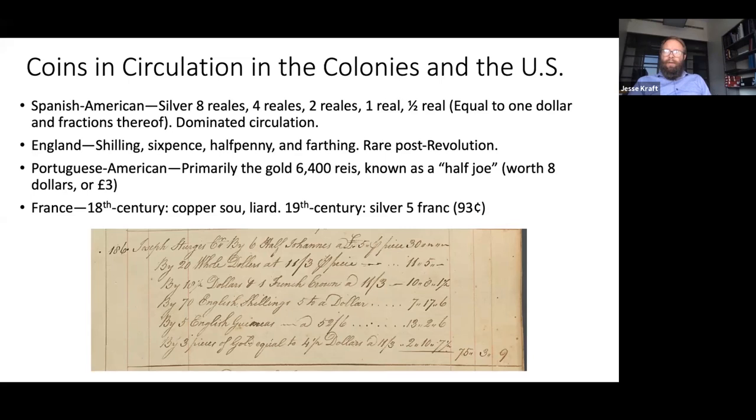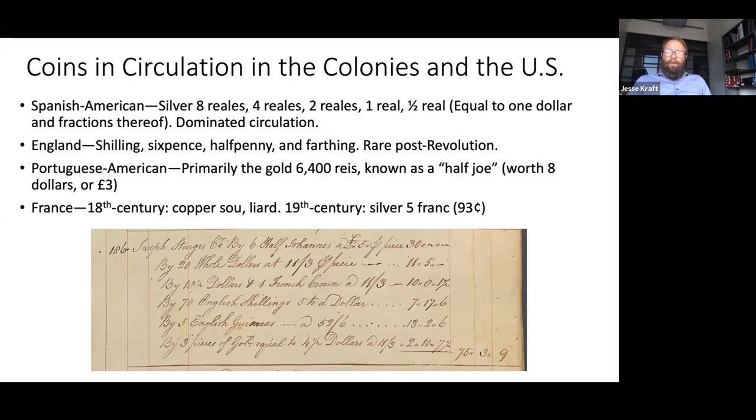Portuguese American coins that came out of Brazil were rather important to United States commerce. This primarily revolved around the gold 6400 reis, which we knew in the colonies and in the states as a half joe. And this was worth $8 or £3. We also had their silver dollar size coin, which was a 960 reis piece. And those are actually also heavily counterfeited in this area too, specifically in New York.